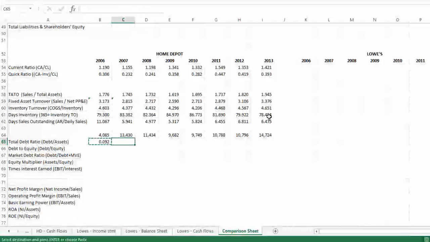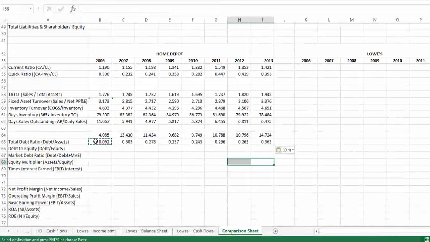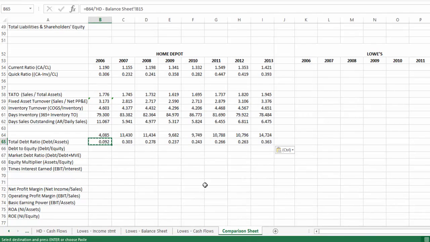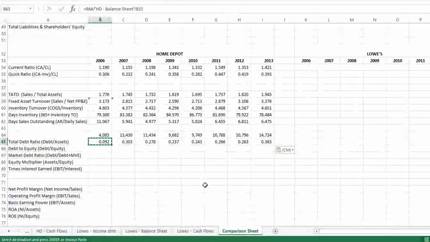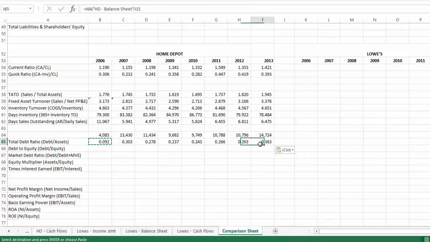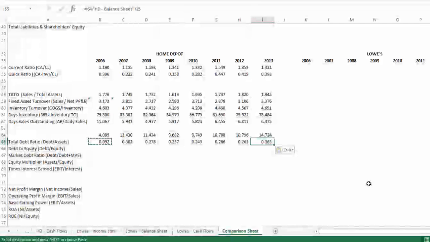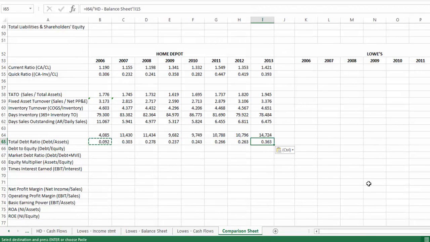And I'm going to copy that across. And so this is saying in 2006, about 9% of assets are financed with interest-bearing debt. Most of that is long-term, but there is some short-term notes payable. So 9% of their assets are financed with debt, and that climbs over time to 36%. So from looking at this particular measure, debt has grown by about fourfold over this 8-year period. So they're clearly using more leverage.